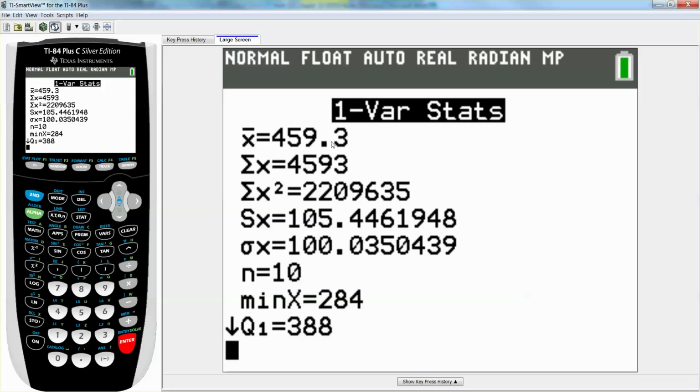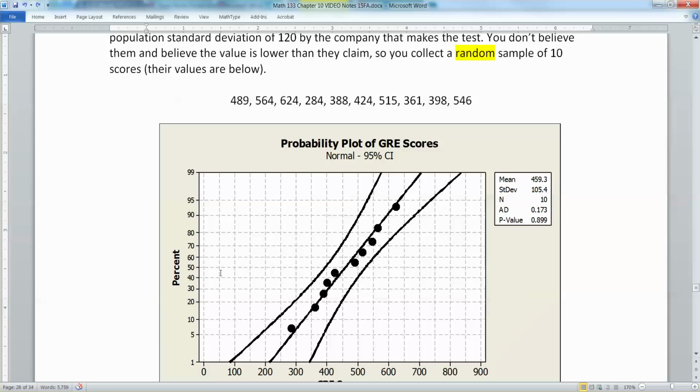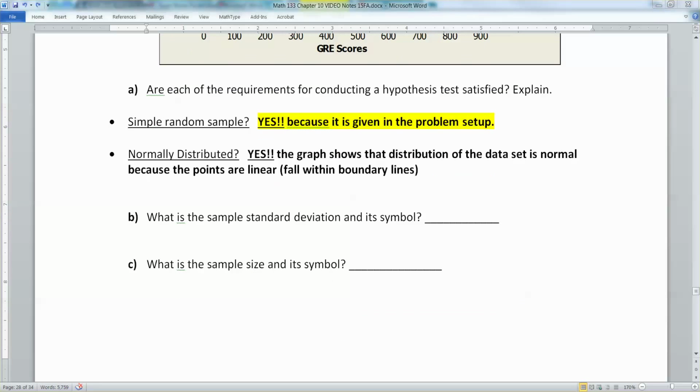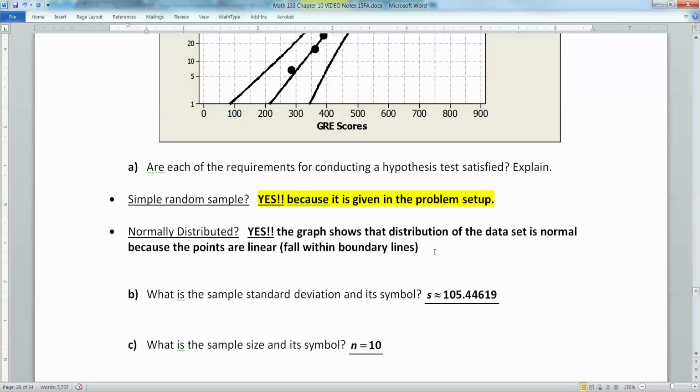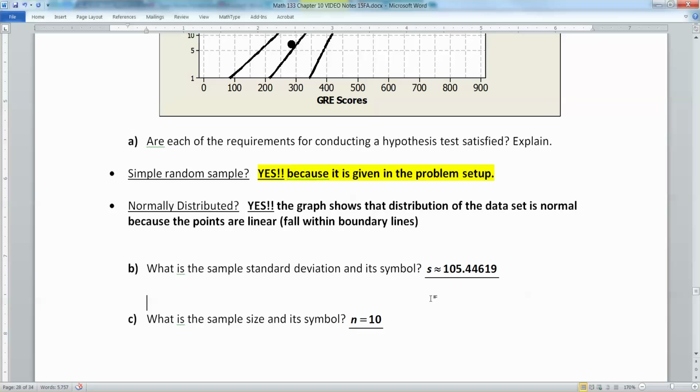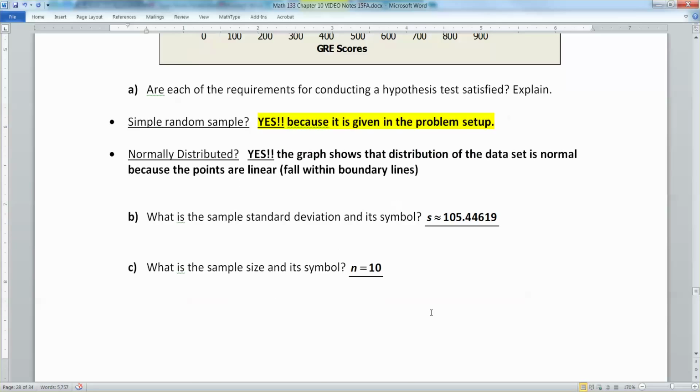And there it is, 459.3 is the mean, and you look down further and you can see the standard deviation is 105.44619. And then of course the symbol for that, says it right in the calculator, is S, because this is a sample standard deviation. The sample size is 10. We learned about all of these values the second week of class, right? Chapter 3 is when we learned about S being the standard deviation symbol and n being the sample size symbol.